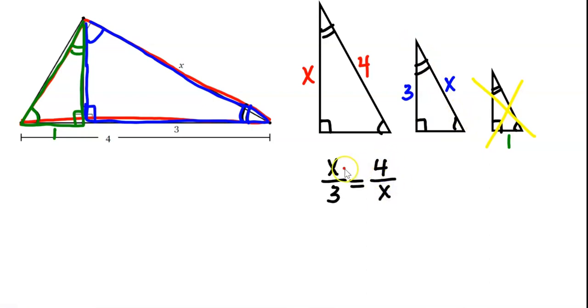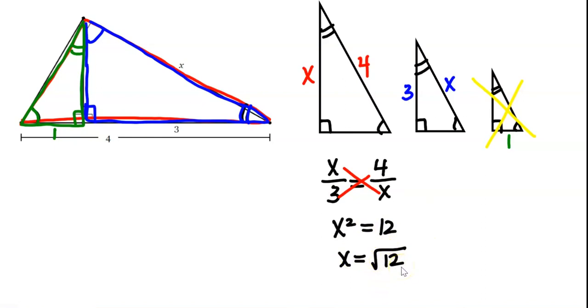Okay, to solve this, let's cross multiply. x times x would be x squared. 3 times 4 would be 12. And then taking the square root, we would have the square root of 12. Now this radical can actually be simplified.